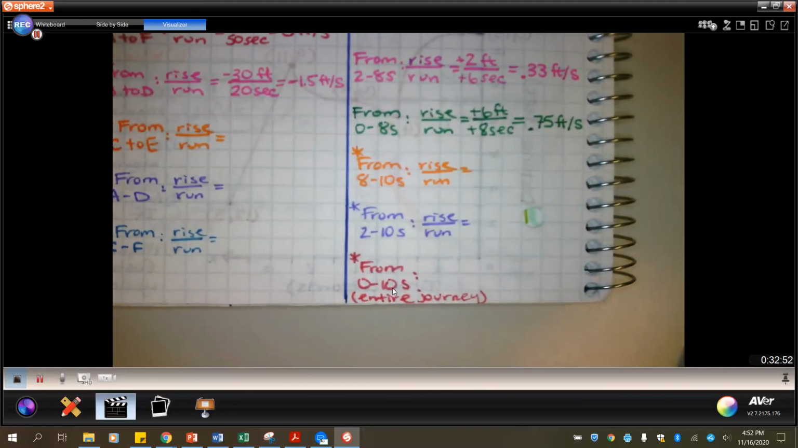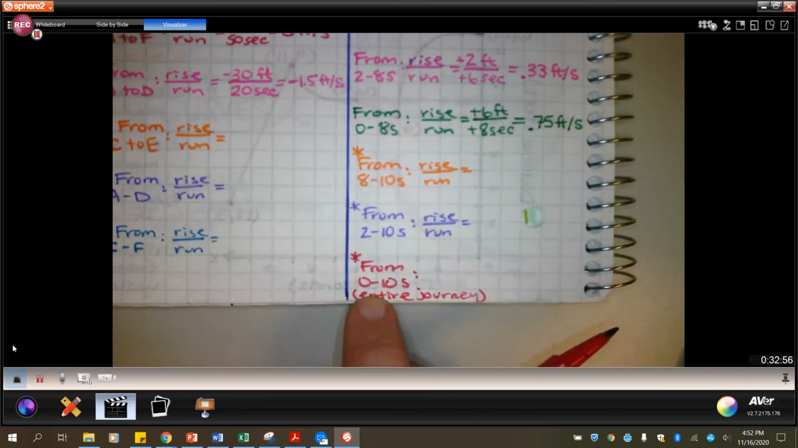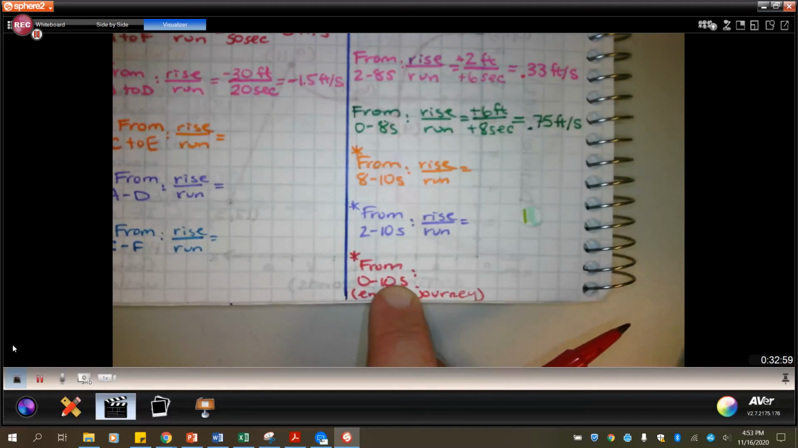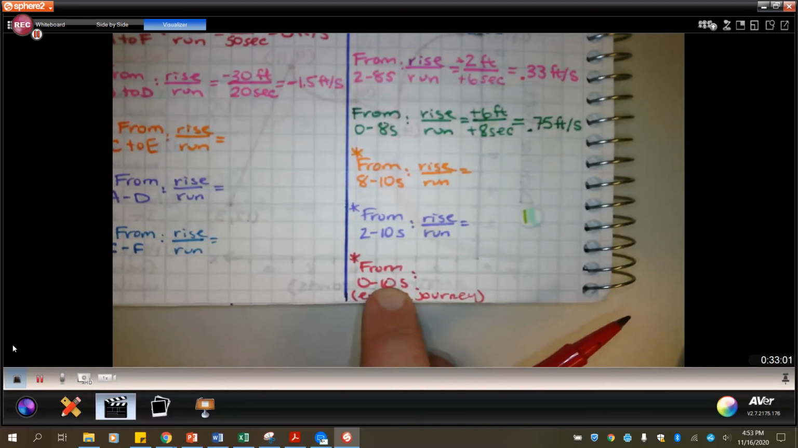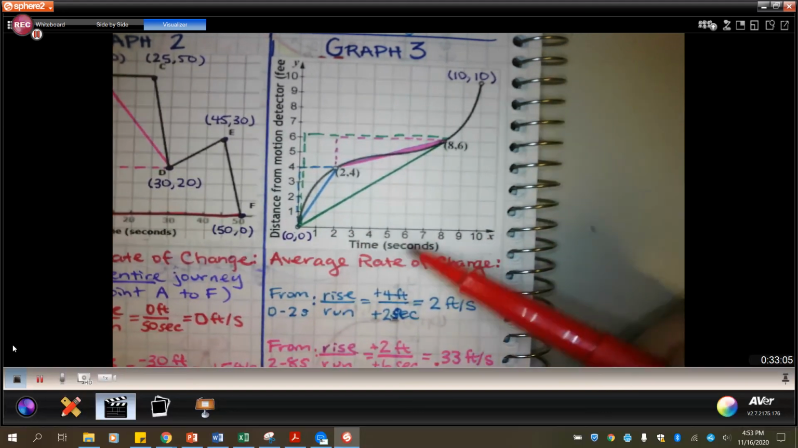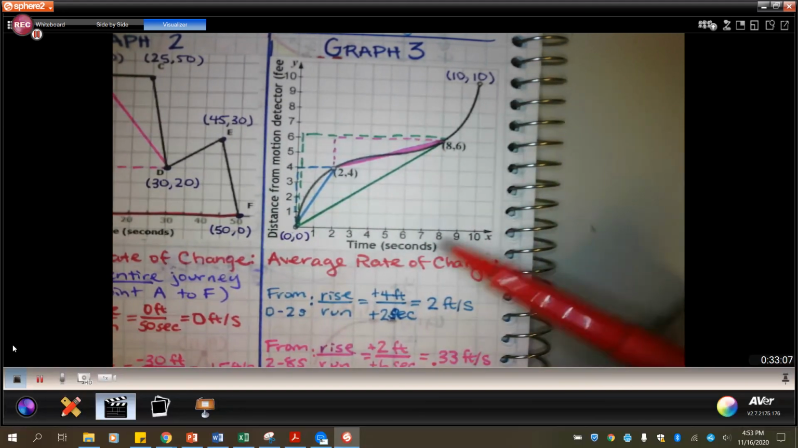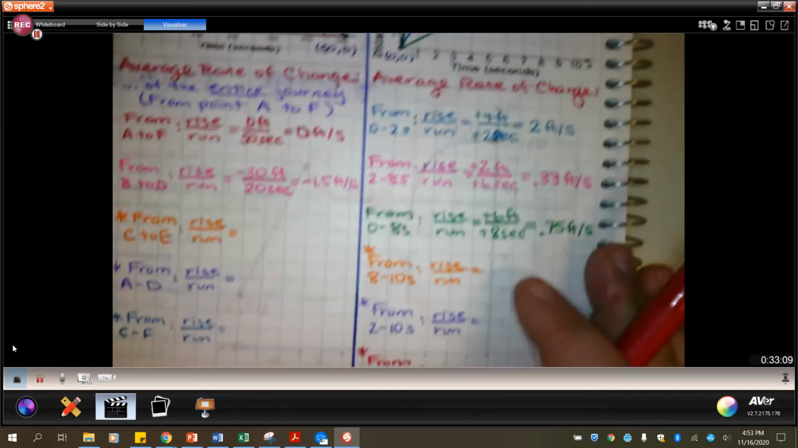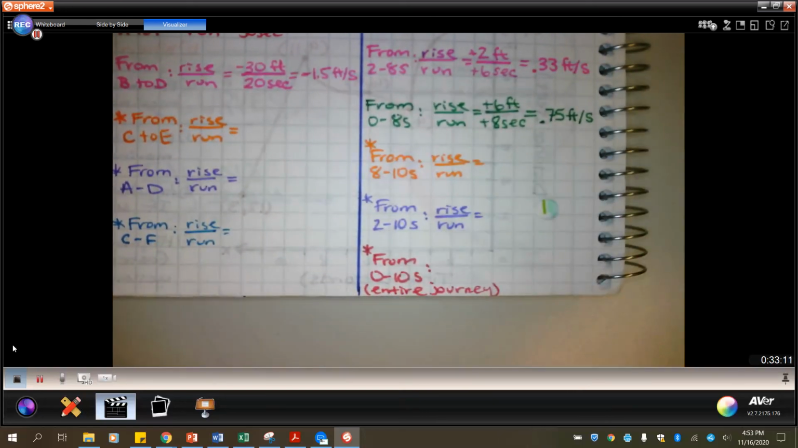So go ahead and find those. I think you'll find that this one is really, really nice. You'll be like, oh, really? That's the number? And notice that none of these should end up being negative because it's increasing the whole time, so all the rates of change will be positive. So that's all average rate of change is.